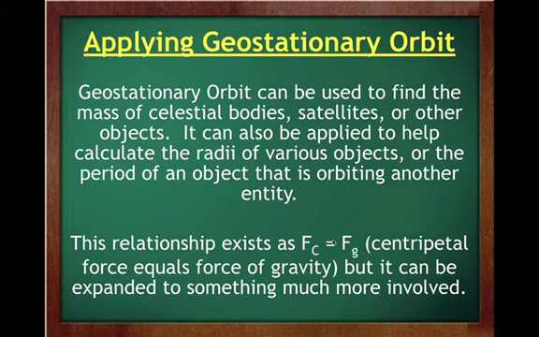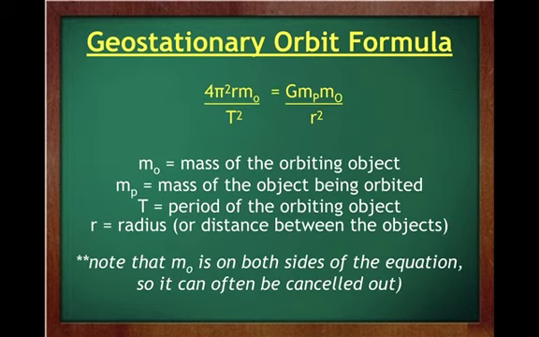The centripetal force being the force of gravity, okay? And being able to use that formula that we've seen. Again, that's that same idea that geostationary orbit can be used to find the mass of other satellites or other objects, or also being able to calculate the radius. How far away is something rotating around? How far away is it for it to stay in orbit?